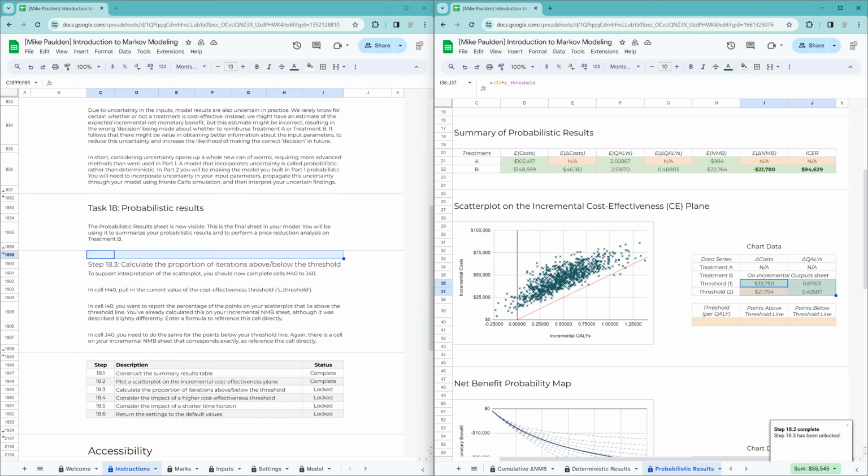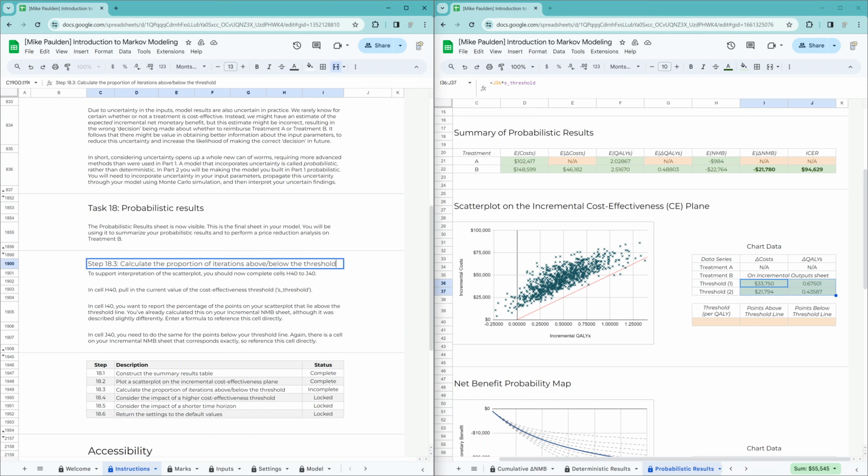And if you recall, with a willingness to pay $50,000 per QALY, which is what this threshold is currently representing, most of the iterations found that treatment B is not cost effective. And they're plotted above the line. That's what we can see. You can also see just a handful of iterations which are below that line, and those are the iterations in which treatment B is cost effective.